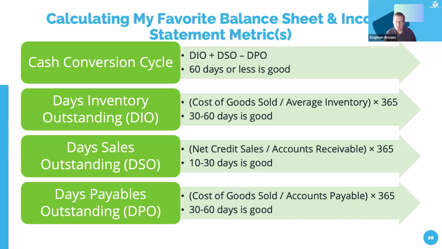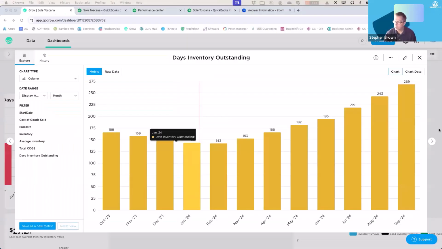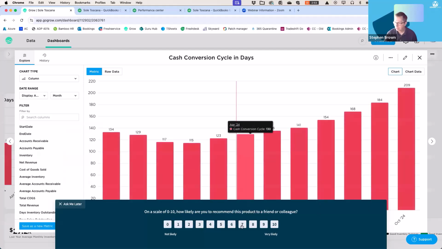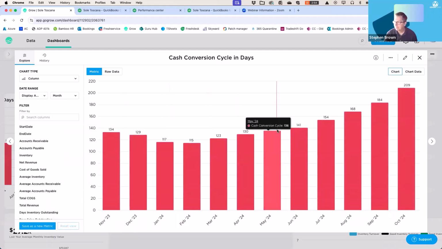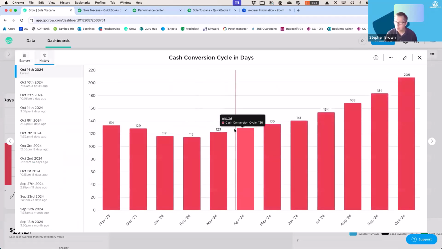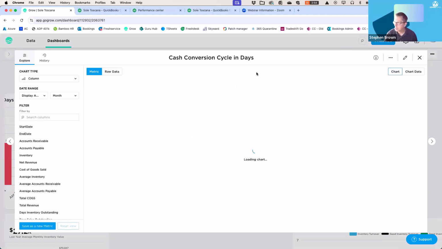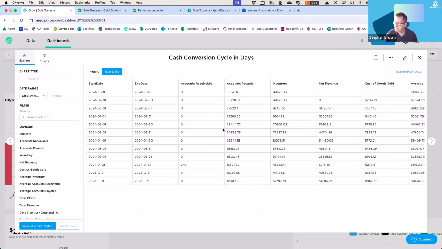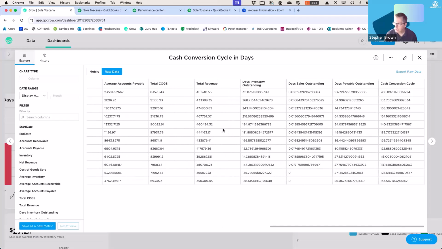Now, what does this mean, and what do I do with this? I've kind of told you what it's telling me, but what do I do with this? Well, when I put this into the blender of the cash conversion cycle, what you see here is that calculation. If I go into the chart data, let me show you the raw data. I have all of those calculations here.